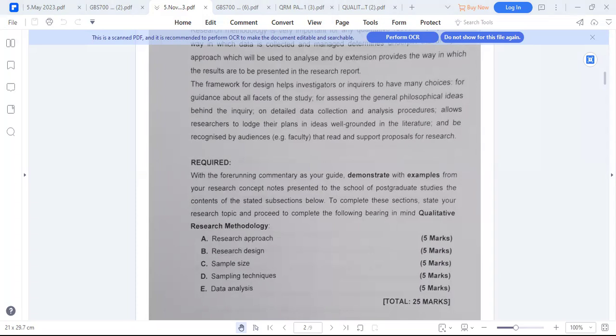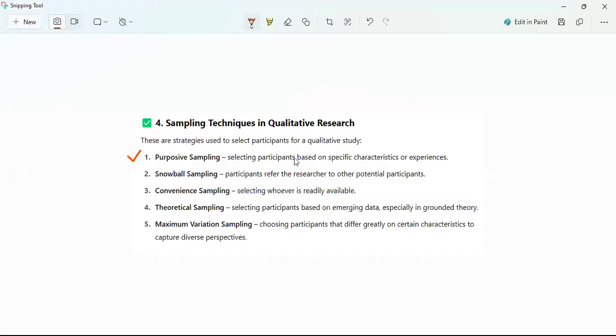I'm uncovering what we had discussed. So what did we say are the appropriate sampling techniques under qualitative? You can only use the following that would be appropriate. It can be purposive sampling, where you select participants based on what?